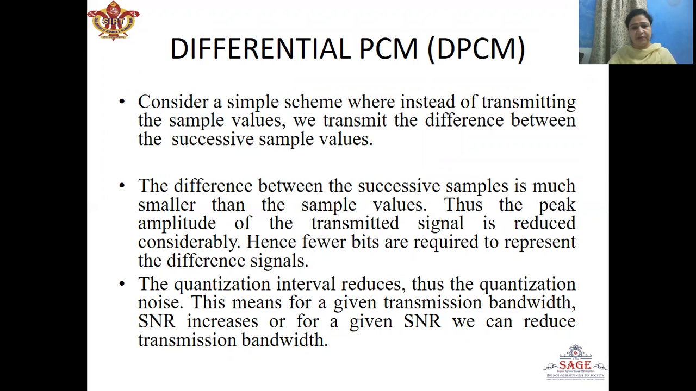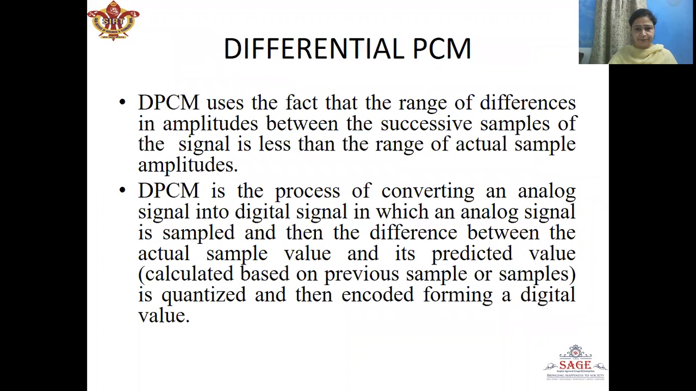The quantization interval reduces, and thus the quantization noise also reduces. This means for a given transmission bandwidth, the signal to noise ratio increases, or for a given signal to noise ratio, we can reduce the transmission bandwidth. Thus, we can say DPCM is the process of converting an analog signal into a digital signal in which an analog signal is sampled, and then the difference between the actual sample value and the predicted value, which is calculated based on previous samples, is quantized and then encoded, forming a digital value.